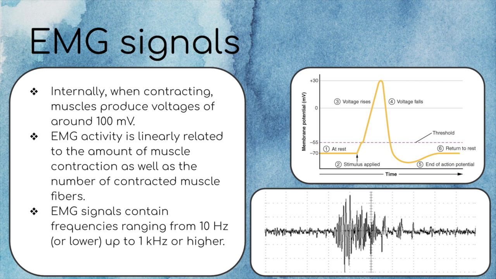The pictures to the right show an action potential of magnitude 100 mV and a picture of an EMG signal waveform. EMG activity is linearly related to the amount of muscle contraction as well as the number of contracted muscle fibers, or in other words, the stronger the muscle contraction and the higher the number of activated muscle fibers, the higher the recorded voltage amplitude will be. EMG signals contain frequencies ranging from 10 Hz or lower up to 1 kHz or higher.